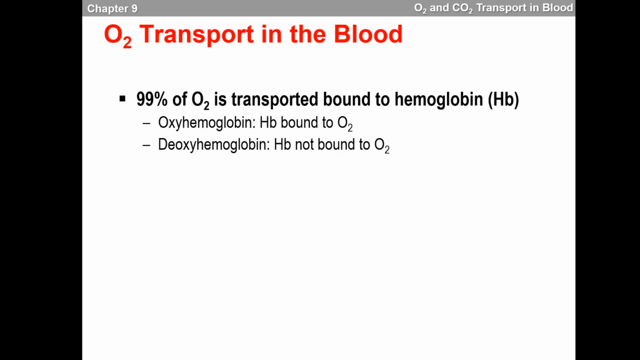Oxygen, right? Most of the oxygen in our blood is transported through hemoglobin, right? Oxygenated hemoglobin is oxyhemoglobin. Deoxygenated is deoxyhemoglobin.